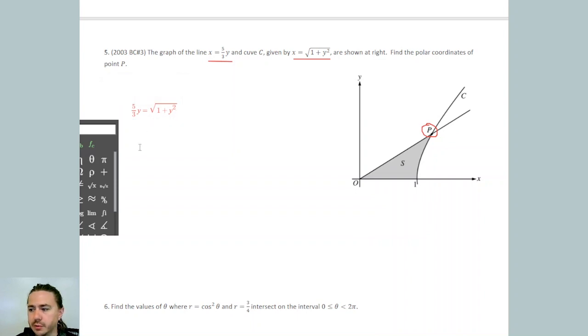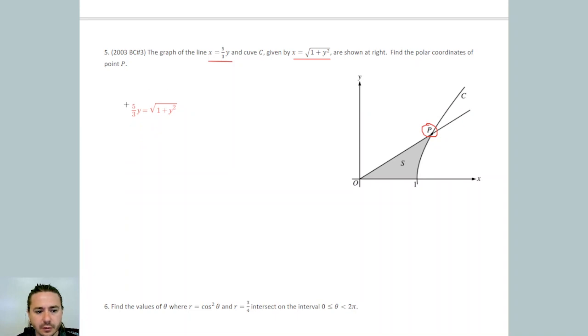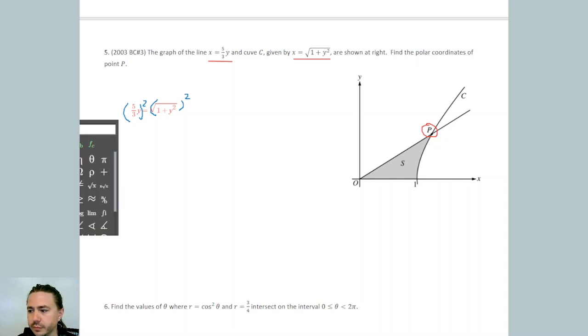Okay, so next we need to square both sides. We need to square this side, and we need to square this side, and really that's trying to get rid of that square root there. So we get 10/9, because, oh wait, 5 squared is not 10. Wow, that's a close one. 5 squared is 25, and 3 squared is 9, and then y squared is just y squared, equals 1 plus y squared. Squaring the square root just basically eliminates the square root. Everything underneath will stay the same.